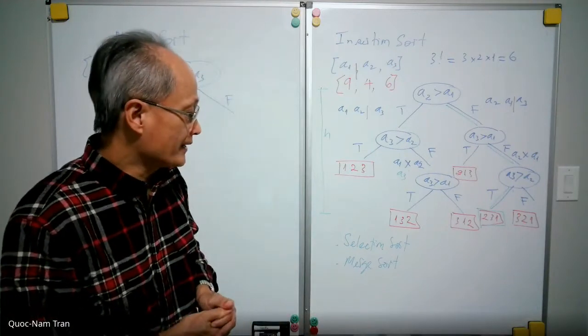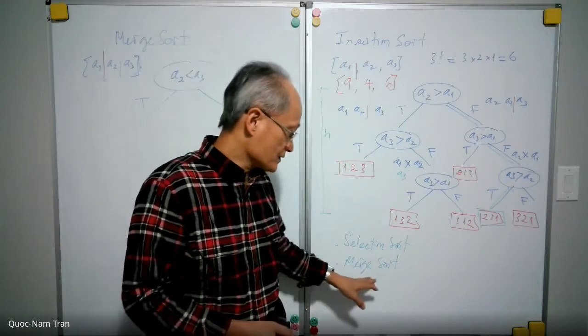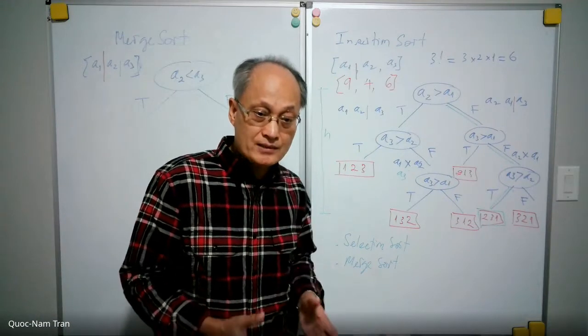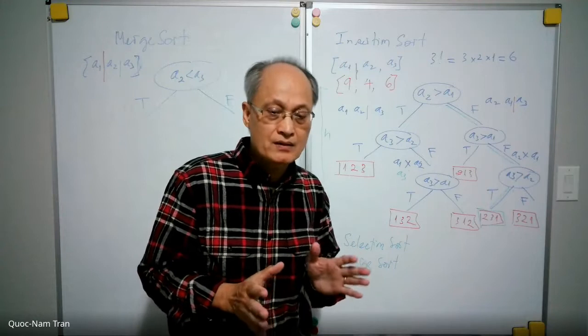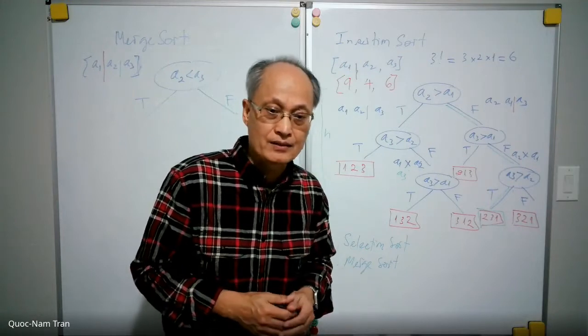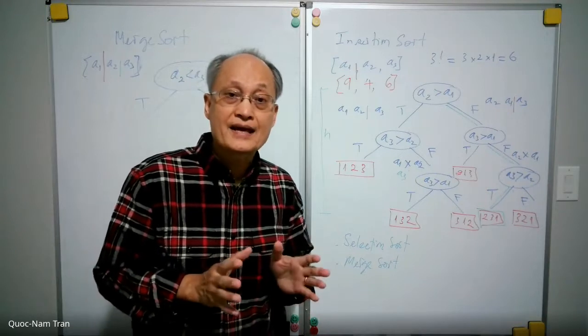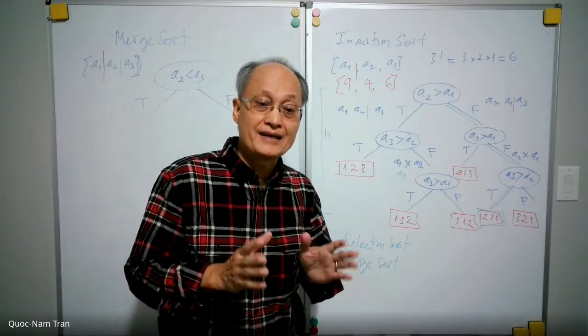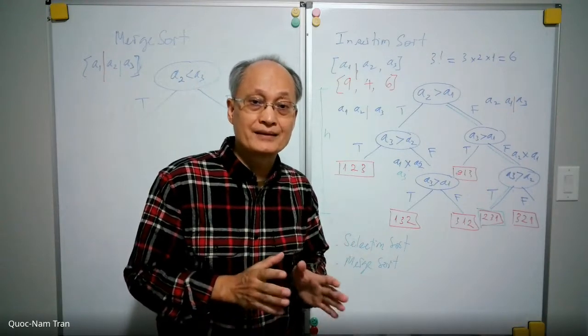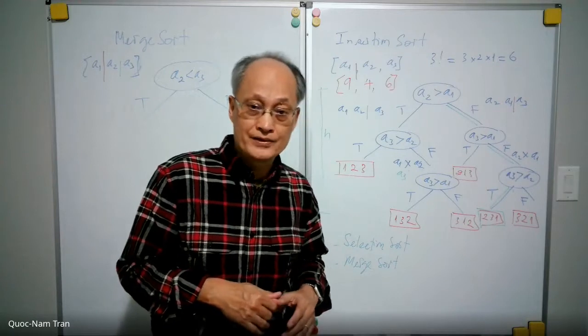So that's why we have merge sort, heap sort, and quick sort. Quick sort is for the average case, of course. They are optimal in the sense that we cannot find any algorithm that is better than those sorting algorithms.